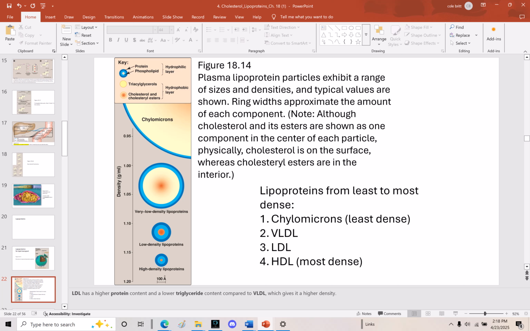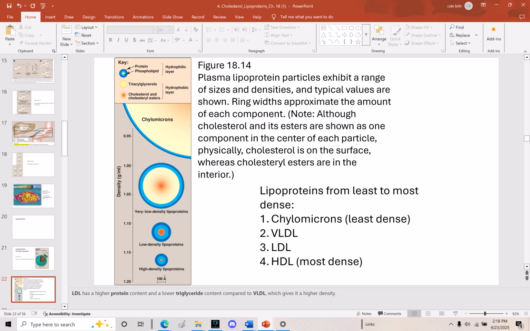So chylomicrons, are they delivering fats? Chylomicrons are delivering triglycerides, fats. So when they deliver the triglycerides, they get smaller, right? When they deliver stuff, they get smaller. They get less dense, yeah. So how would a chylomicron become the LDL?